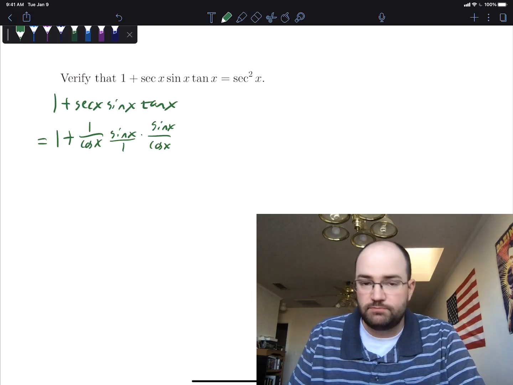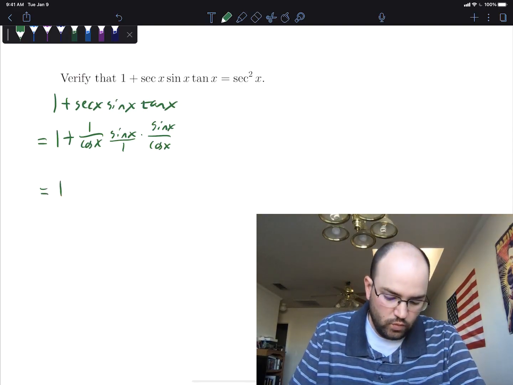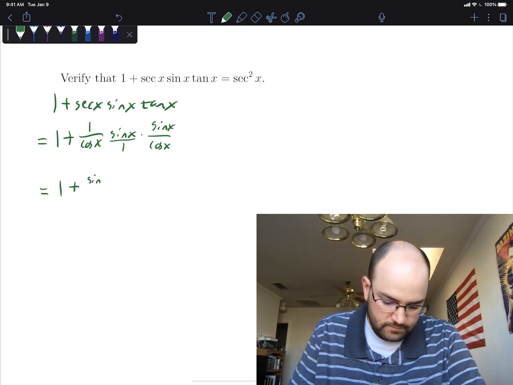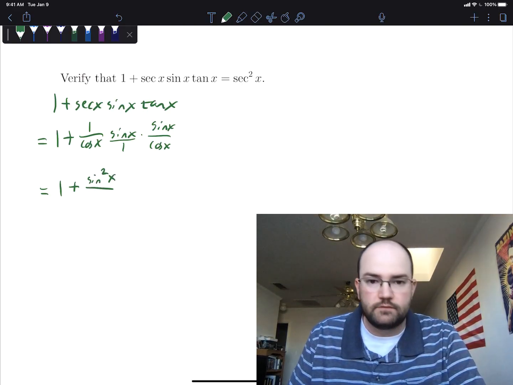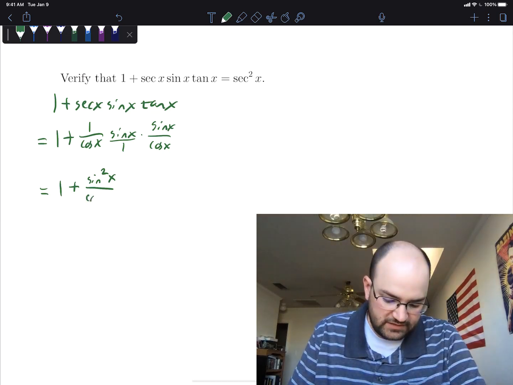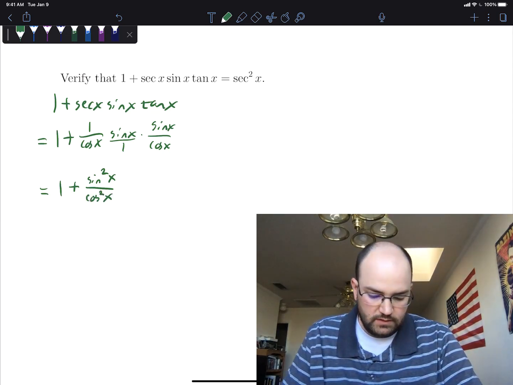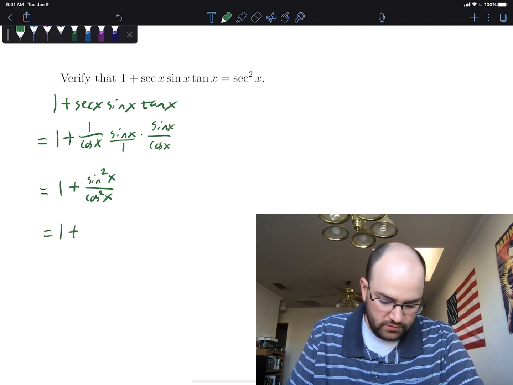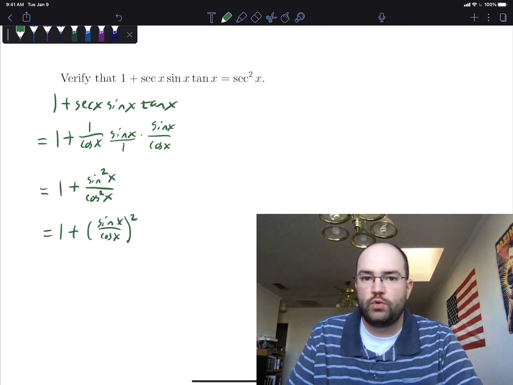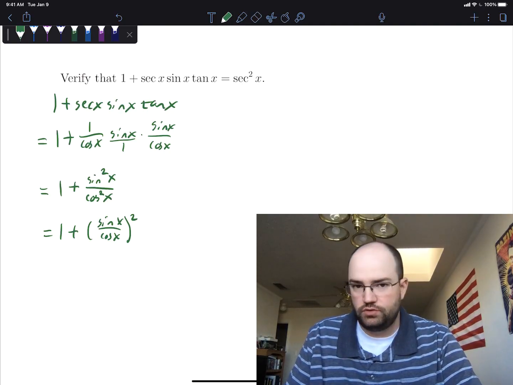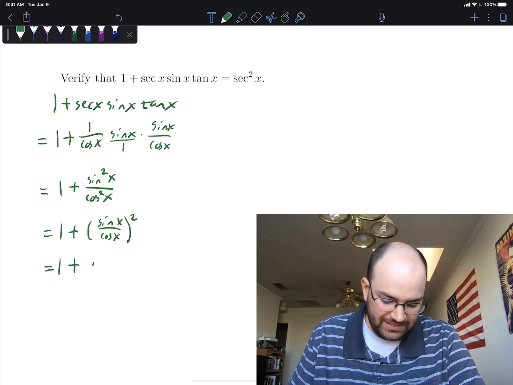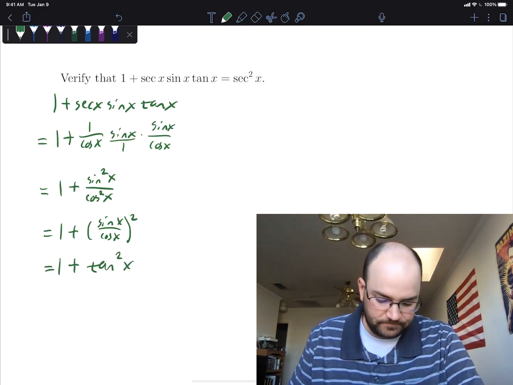And so now you can just multiply straight across, and that's going to give us 1 plus 1 times sine, which is sine squared, over cosine times 1 times cosine, which is cosine squared. And if you notice, sine squared over cosine squared is the same thing as 1 plus sine of x over cosine of x, all squared. But you should know that sine of x over cosine of x is tangent, so that's going to give us 1 plus tangent squared of x.